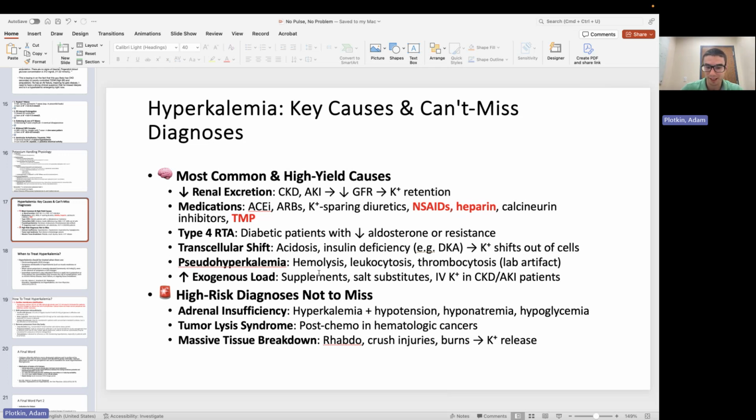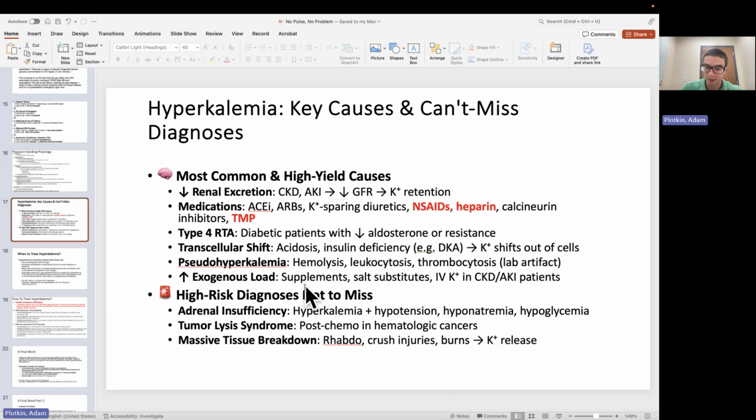There's pseudohyperkalemia, so look for cells that are hemolyzed on the sample. When the cells get hemolyzed, it releases all of its intracellular contents, and that can lead to a falsely elevated potassium. It's not a true hyperkalemia. Leukocytosis and thrombocytosis can also lead to pseudohyperkalemia due to lab artifacts. And then there are exogenous loads, like supplements and salt substitutes. Are the patients getting IV potassium and they have underlying kidney damage?